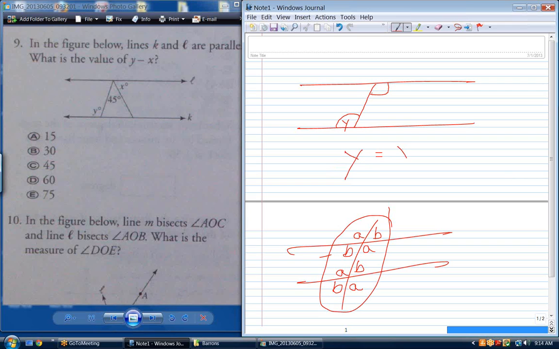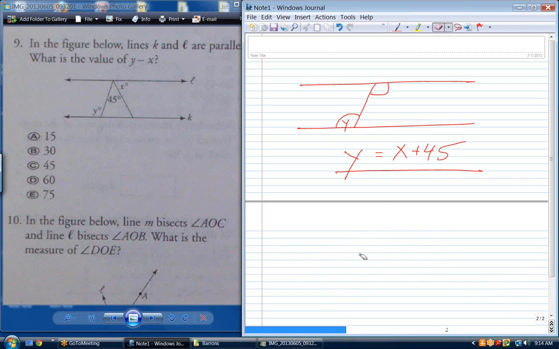X plus 45. Now what minus 180? No, just that. Just that? Okay. Yeah, we know that these 2 angles add to 180. They're supplementary. But they haven't really asked us about this angle over here. So we don't really need that, because all they want to know is what is the value of y minus x. Well, once we've written this equation, solve that, what is y minus x? 45. Right.